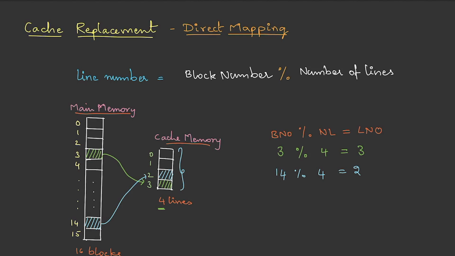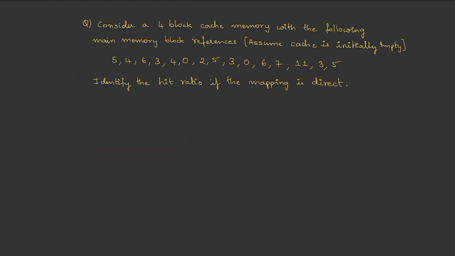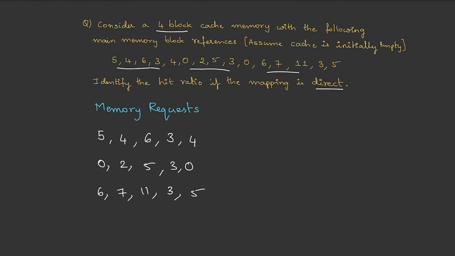Now for this, let me take one example. Consider a 4 block cache memory with the following main memory block references. Assume cache is initially empty, and here are the references. Identify the hit ratio if the mapping is direct. Now to solve this, it's always a good practice to write the requests separately. So let me write it down. So here are the given requests, and then they mention that the cache memory size is 4 blocks. So let me draw the diagram.